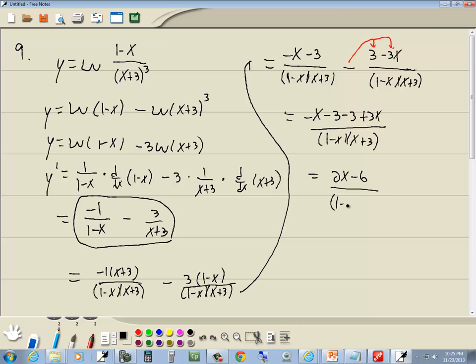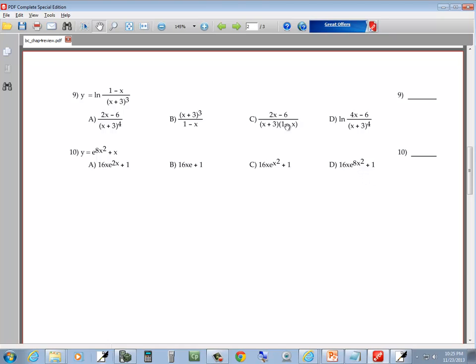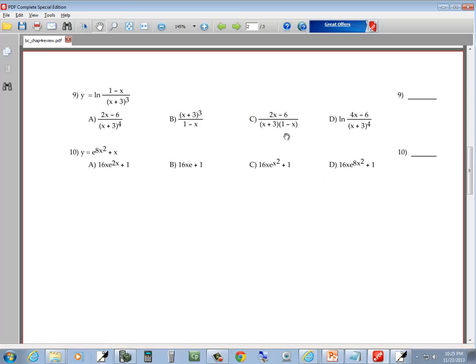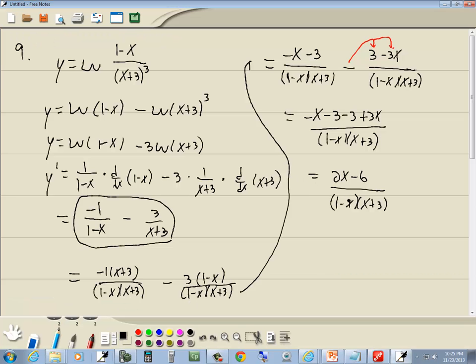Okay. 1 minus x, x plus 3. That's really close to canceling. That's what I thought, maybe, but doesn't look like it does. 2x minus 6 up on top. It's like C. Yeah, C's our answer. Take a look at number 10.